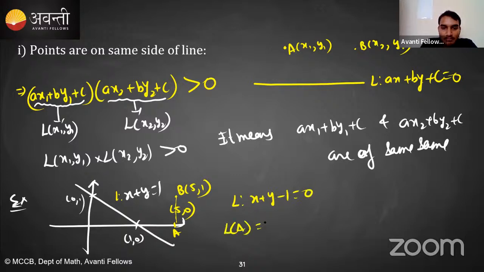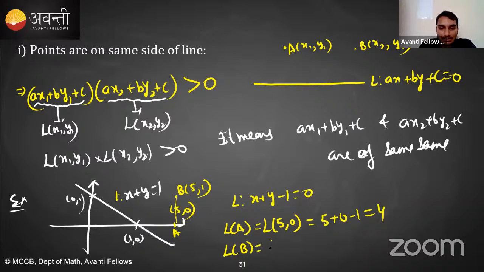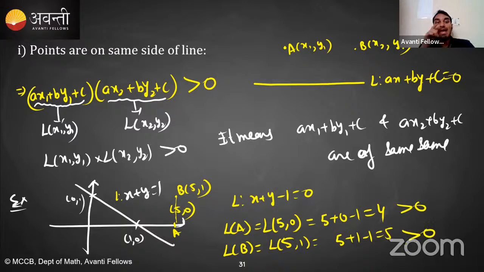So put L of A. What is L of A? Put (5, 0) in the line. What are you getting? 5 + 0 - 1, which is 4. What is L of B? Put (5, 1) in the line. What are you getting? 5 + 1 - 1, which is 5. So L of A is positive, L of B is also positive. So L of A and L of B are of the same sign.